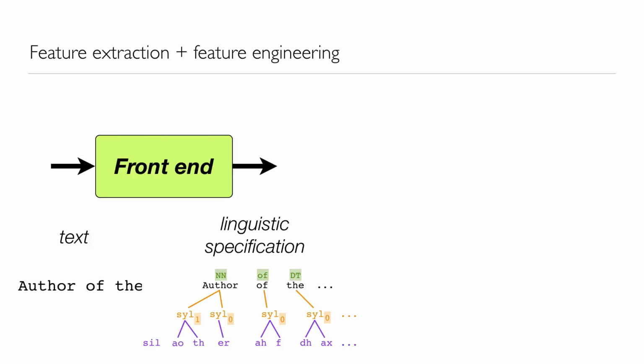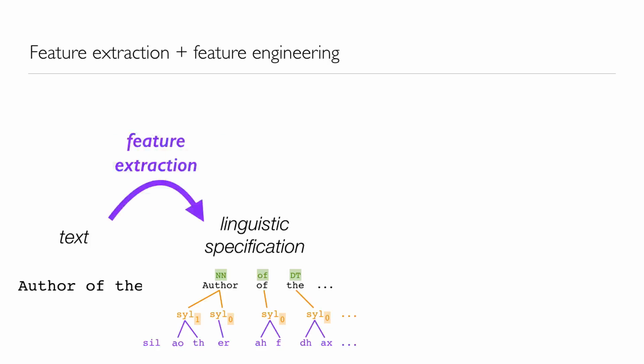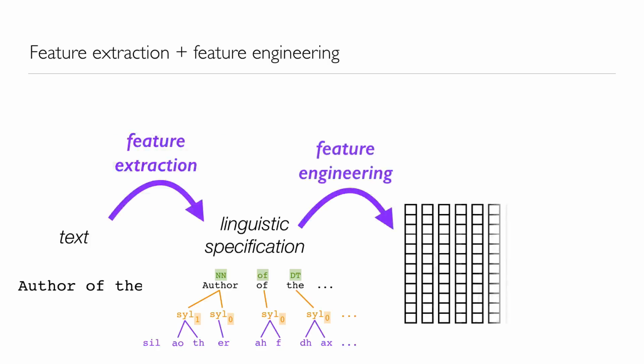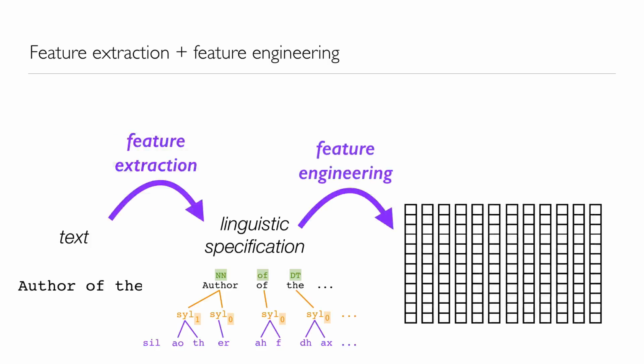So we have already seen the front end, which takes the text as an input and outputs a linguistic specification. After feature extraction, we have to do a bit more further processing, which we call feature engineering. We have various design choices here, which I'm going to highlight some of in the coming slides. But for now, I will stick with the HTS format, which is being used in Merlin.